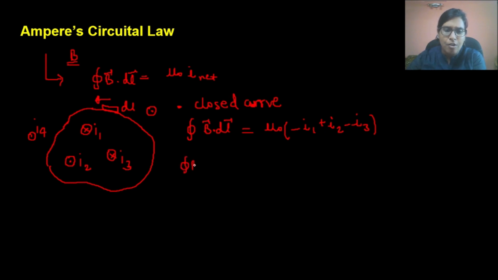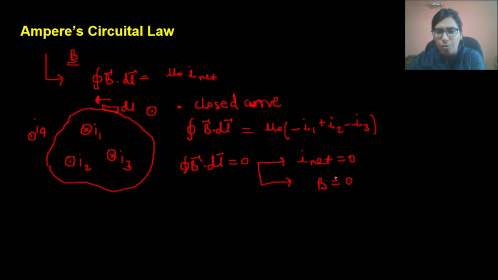So if the integral of B dot dl is 0, that means the net current is 0, and this net current includes only the inside currents. Here I4 will not be included because I4 is outside this curve, and this does not mean that B is 0. B can be 0 or B cannot be 0, right? So if the integration of B dot dl is 0, that does not mean that the magnetic field is 0, right?